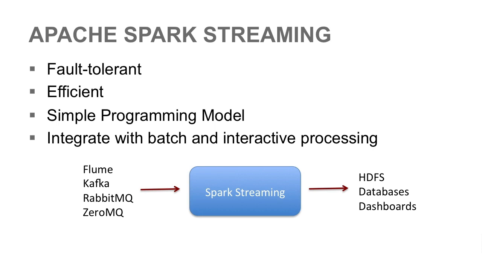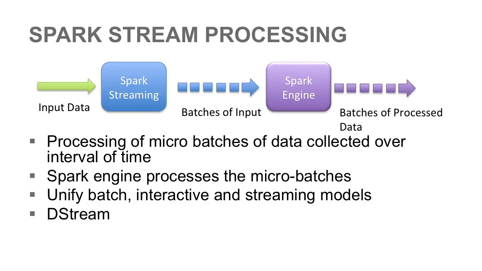pass this data into the Spark streaming, and we will be passing this data as they arrive, and then we will be getting results that we can store in HDFS, put them into different databases, or put them into different dashboards. Spark stream processing is based on taking the input data, passing them through the Spark streaming, and that functionality is going to create small batches of input for the Spark engine that will then produce the result that consists of batches of processed data.